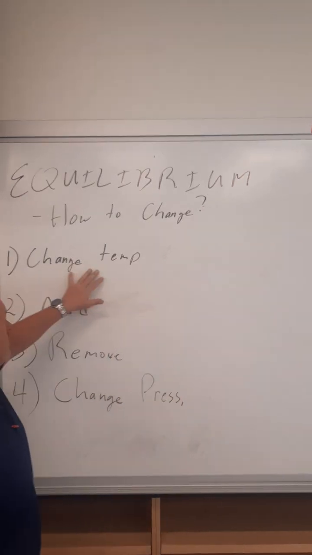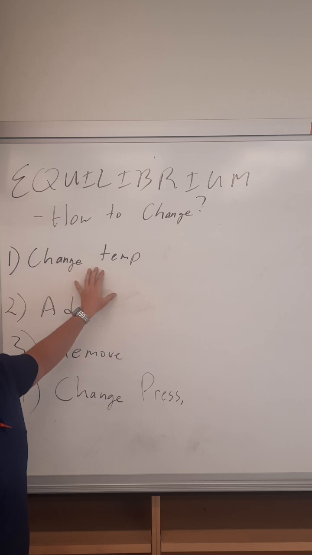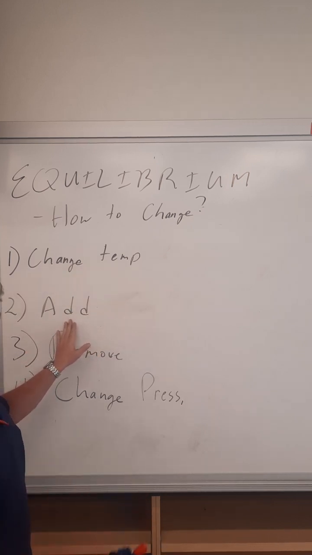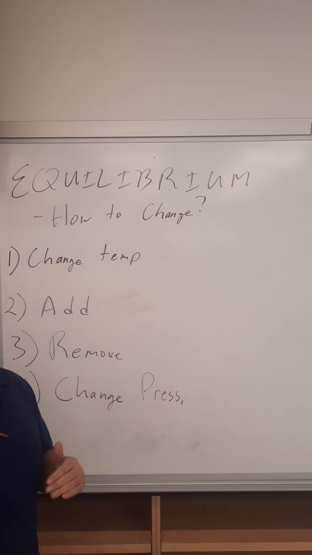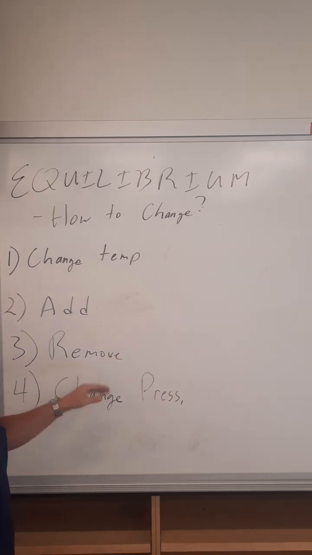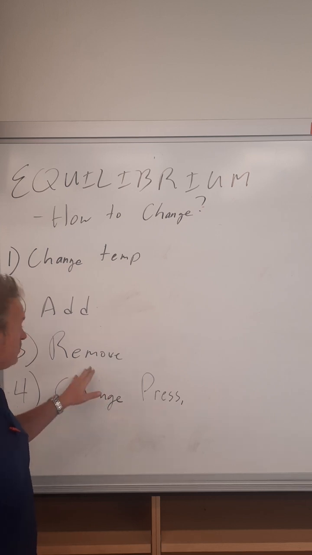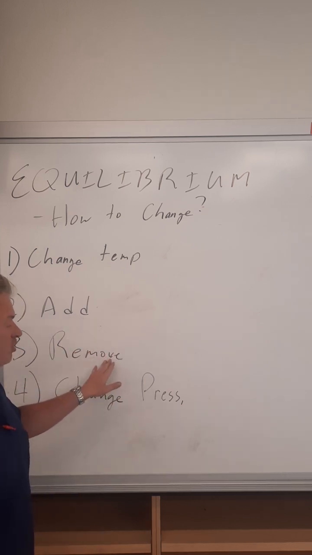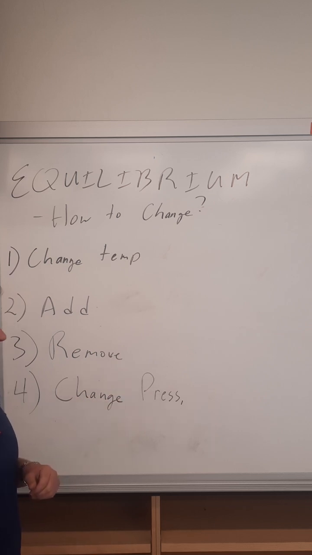The first thing we do is we change the temperature. It's probably the easiest, the simplest, the cheapest. The second thing we do is we add something. We add a reactant or we add a product. Third thing we do is remove something. When it's liquid phase stuff, it's usually harder to remove stuff than it is to add stuff. That's why it's third. Removing a product or removing a reactant.